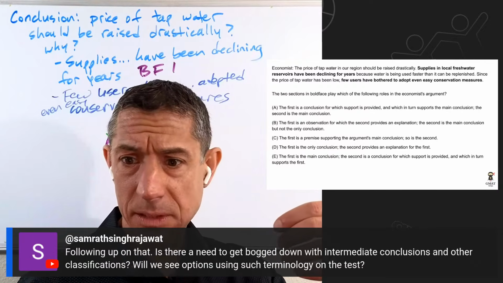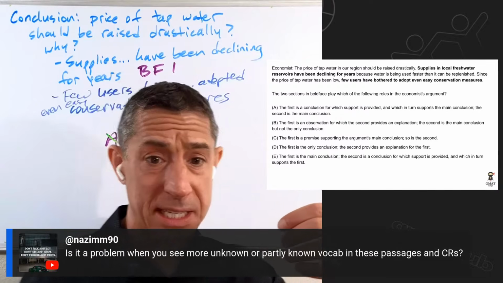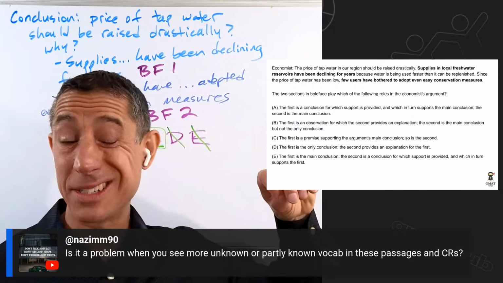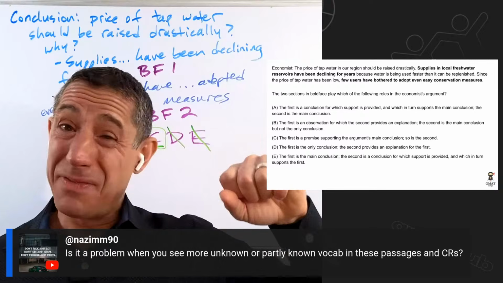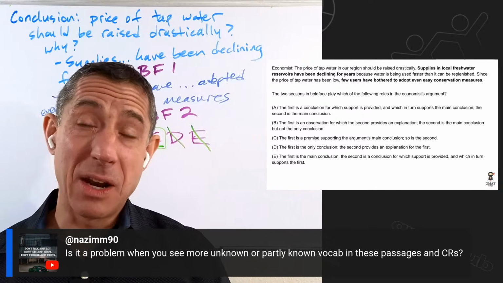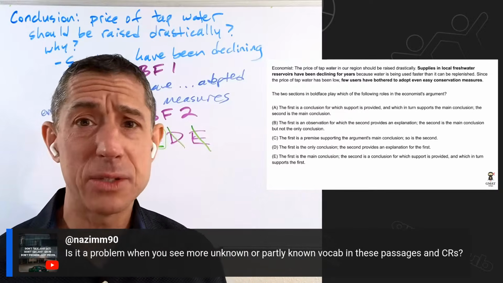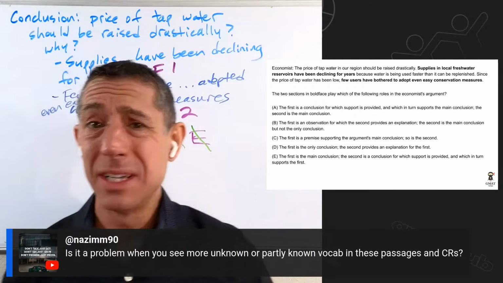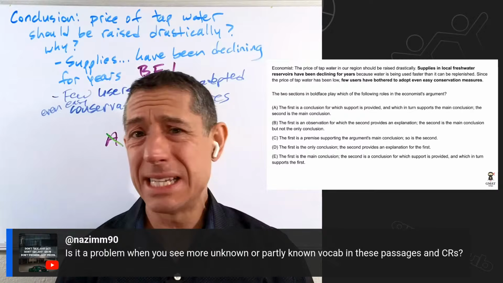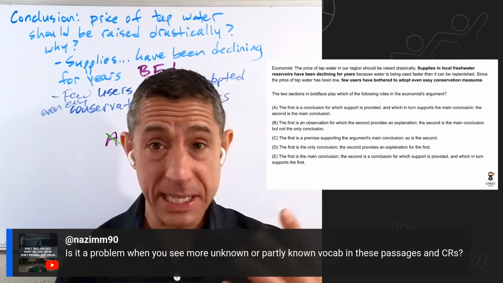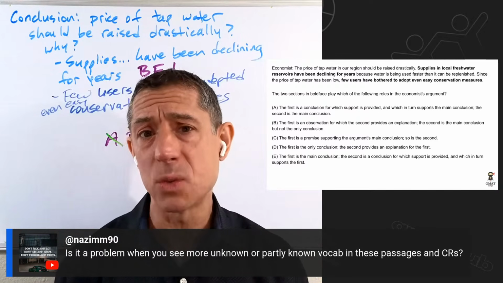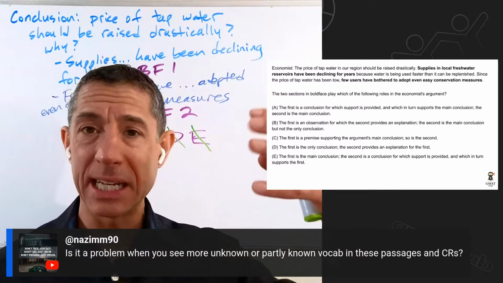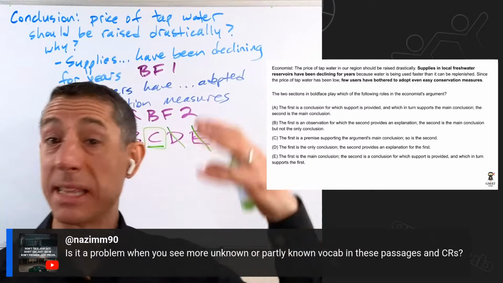Yeah, another really good question, Nazim, and again, apologies for mispronunciations. Is it a problem when you see more unknown or partly known vocab in these passages and CRs? You don't see it that often, honestly. If you practice using LSAT questions, for example, the vocab level is higher, so you're more likely to run into words you don't know. On the GMAT, they're trying to take it easy on you. I would say this about reading comprehension and data insights as well: typically, if there's a word that is unfamiliar to you, in all likelihood it's getting defined in the context of the question, if it's in the passage.